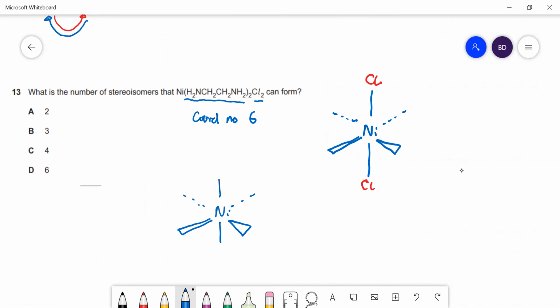Okay, so let's have one chlorine there and one chlorine there. Now it wouldn't matter if I put those chlorines like there, those green ones there, it's the same thing. When you turn it around, that wouldn't be a different stereoisomer. Okay, right, get rid of that. I'm just going to put in the diamino ligand. So that's going to be like that, there and there in that one, and in this one it's going to be like this.